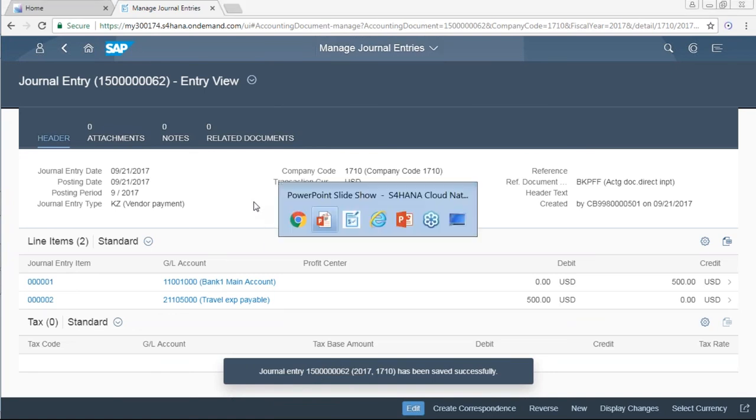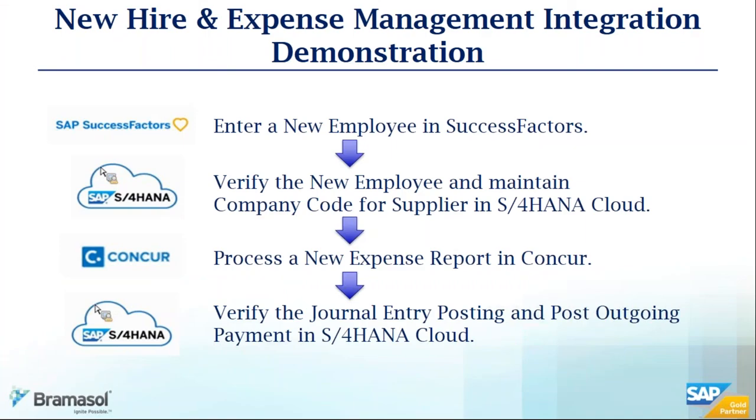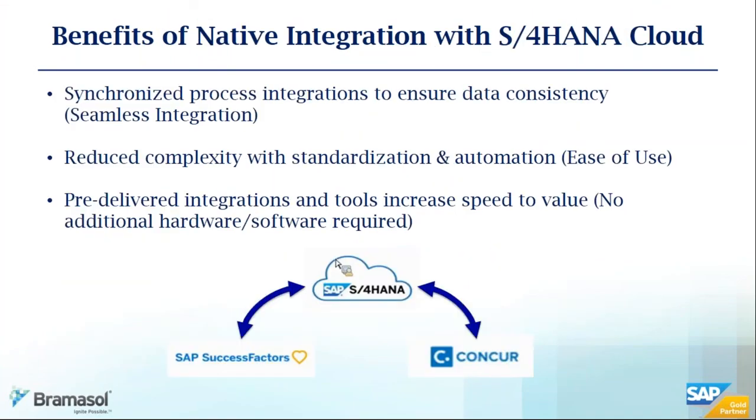Okay. All right. So let's go back. So what are the benefits of the native integration with S/4HANA Cloud that we saw? So in here, we saw the synchronized process integrations to ensure data consistency, seamless integration. So in this case, we only had to enter information into one system, and it synchronized to the other systems, without having to replicate that data in other systems. We entered it in one, and that same information is now across multiple systems.